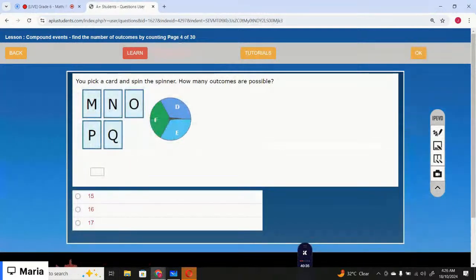You pick a card and spin the spinner. How many outcomes are possible? Option number one is the correct option. 5 times 3 makes 15, so the outcomes are 15.